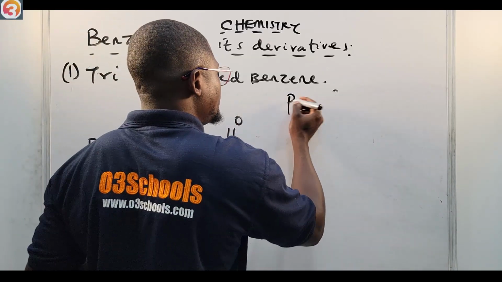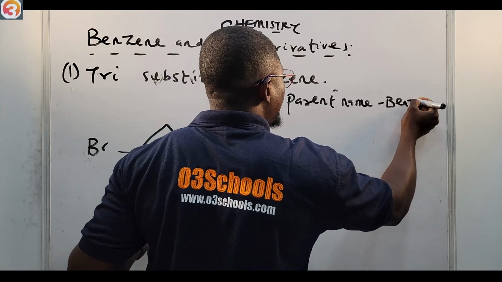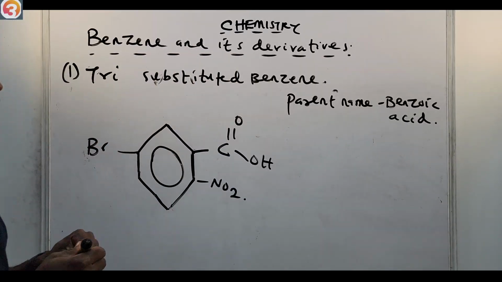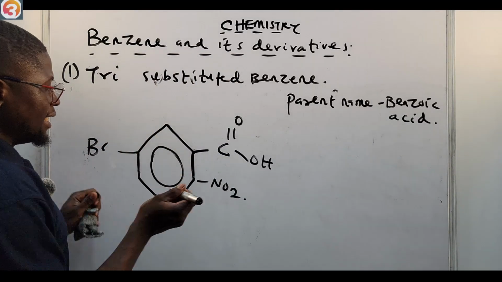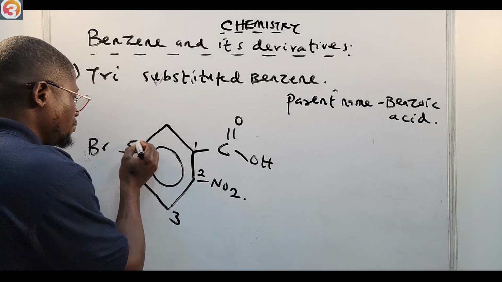So the parent name will be benzoic acid. Okay, so benzoic acid is the parent name of this compound. Now the other groups, what position are they in? This is position 1, this is position 2, position 3, position 4, position 5.